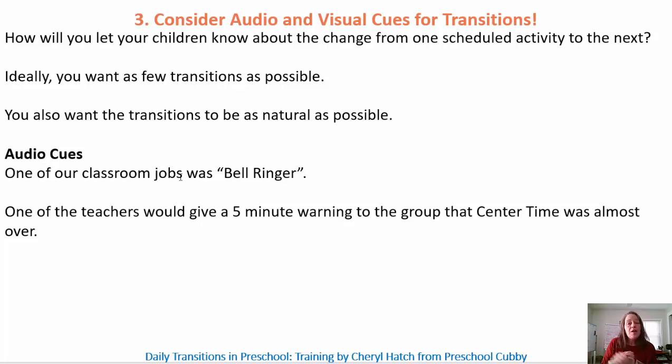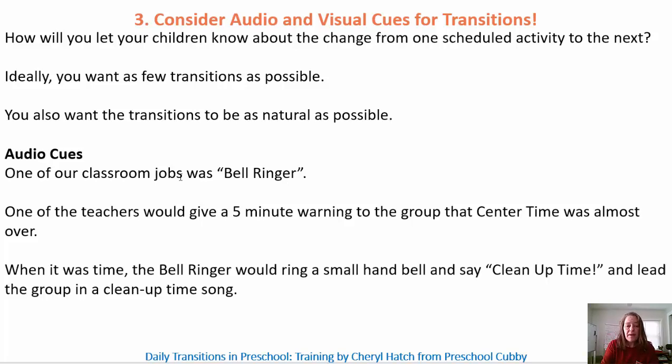If they're playing babies, just knock on the pretend door and say, hey, I just want to let you know in 5 more minutes, we're going to be having snack. Just calmly let them know that it's happening. So, and we would tell them too, and listen for the bell. When you hear the bell, it's time for us to clean up.